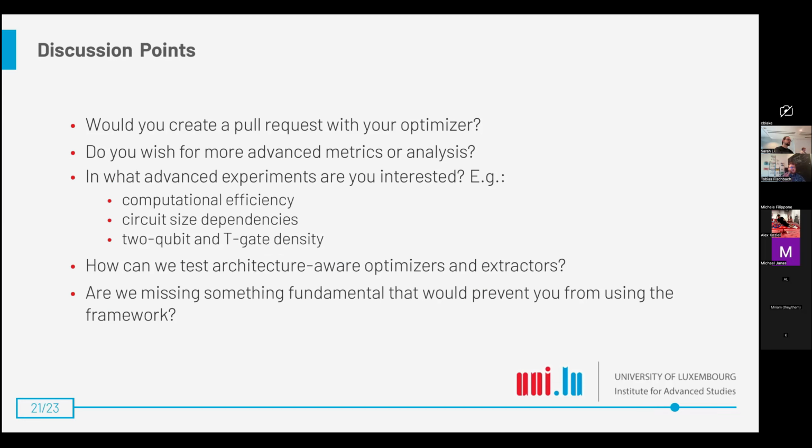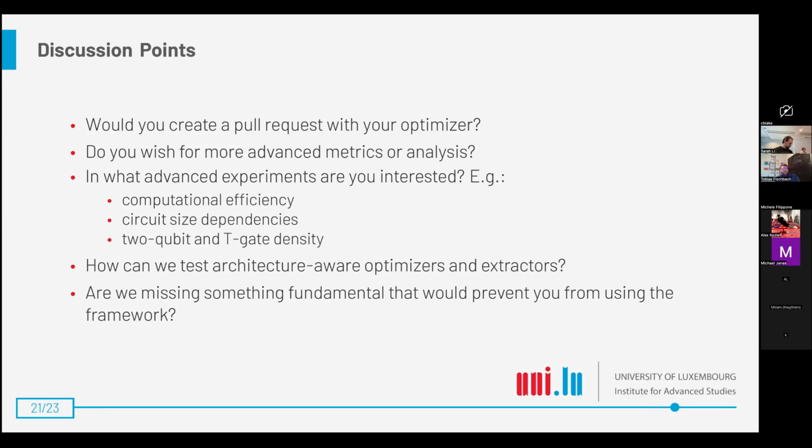Lastly, I would like to put out some discussion points before I end. So, are you even interested in this tool? If so, would you be so kind and write a pull request with your specific optimizer? And also, are you interested in other things like computational efficiency, or circuit size versus solution quality, for example, under constrained runtime conditions? Is there something we can do to make this a fair comparison?